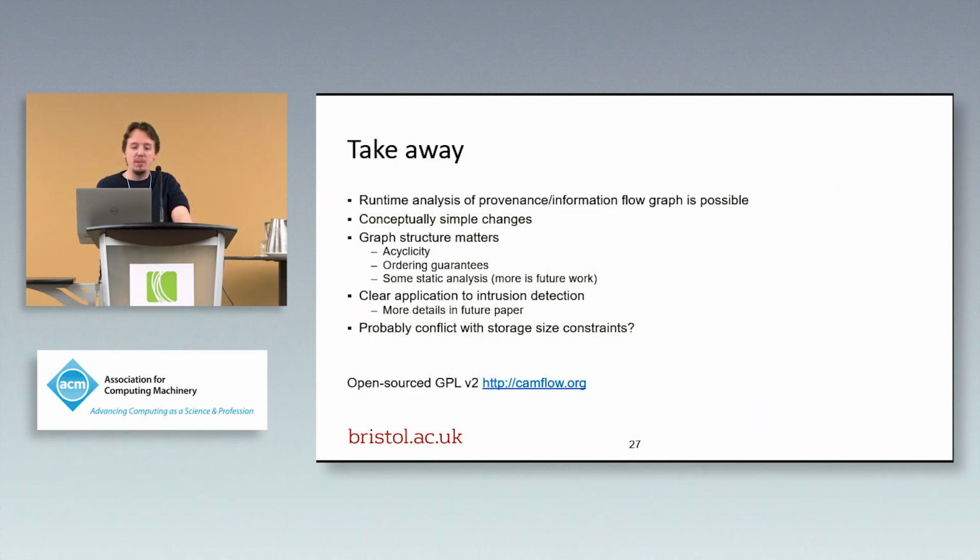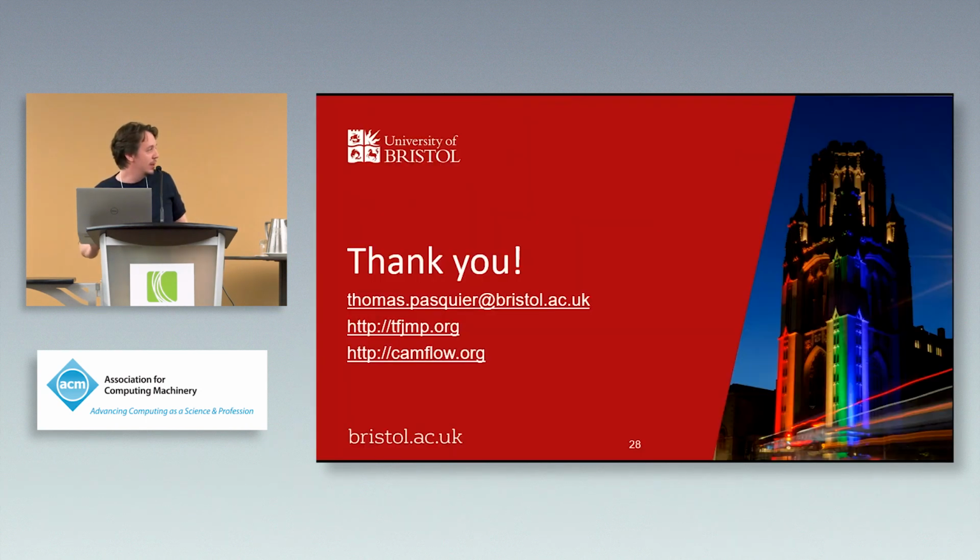Takeaway. So runtime analysis of provenance information graphs is possible. We have a paper on the work that shows that we can do intrusion detection at the speed we generate provenance. The changes required to the system are conceptually simple. Graph structure really matters, especially acyclicity and ordering guarantees. And some of the changes we made probably adversely affect storage size constraints, and that will need to be looked at in a comparison with that. And everything is open source at this address.